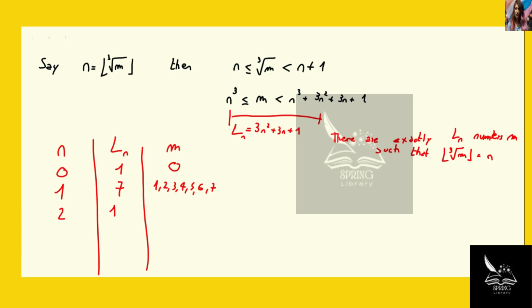Then again, if n is 2, there are 19 numbers, and those are all the numbers between 8 included and 27 excluded. And again, if n is 3, there are 37 numbers, and those are exactly the numbers between 27 included and 64 excluded. And so on. So far we've just computed how many values of m there are such that the floor of the cubic root of m is a given n.